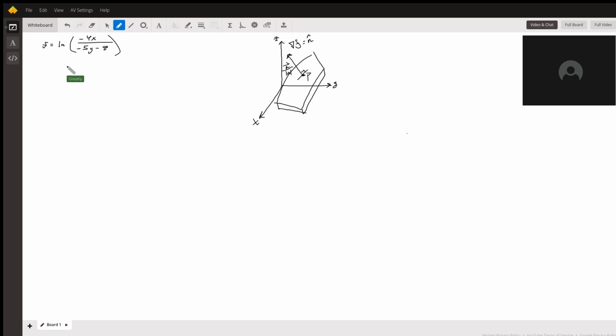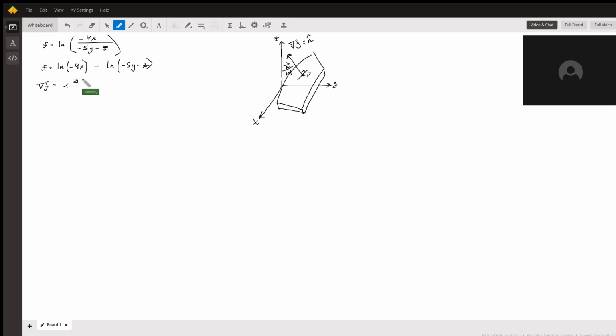All right, so if we have this function here, we can go ahead and make it a little prettier, easier to deal with by using a logarithm rule, which is ln of negative 4x minus ln of negative 5y minus z. Now this is going to allow us to take the gradient of f, where this will be in vector notation.